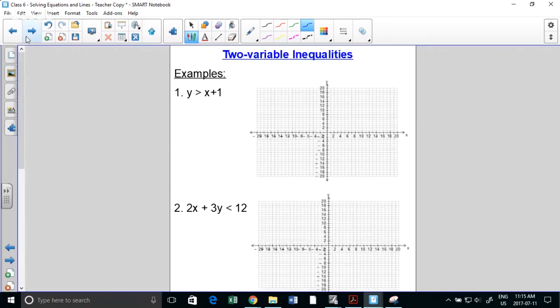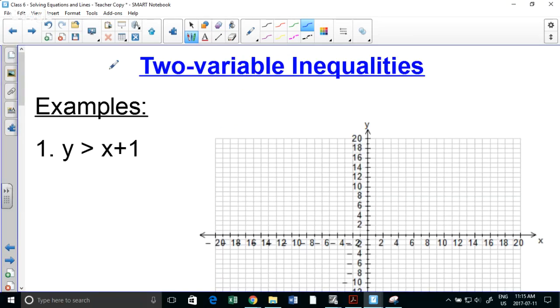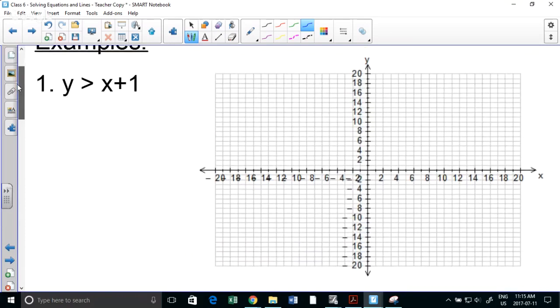So let's take a look at what this looks like. The first thing I'm going to do is graph my line. This is in functional form. So I'm going to graph it by starting at +1, and then my slope is 1. So up 1 over 1, up 1 over 1 to find some points for me to sketch through. When I sketch, I notice that this is strict, so I have a dotted line.